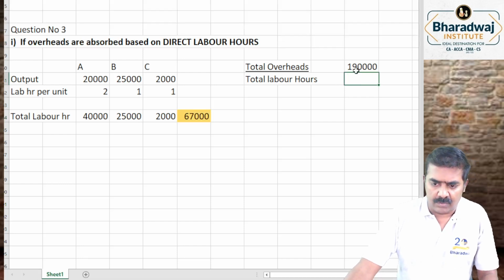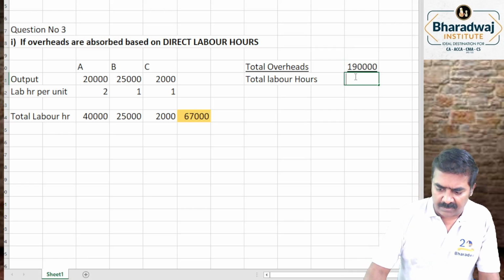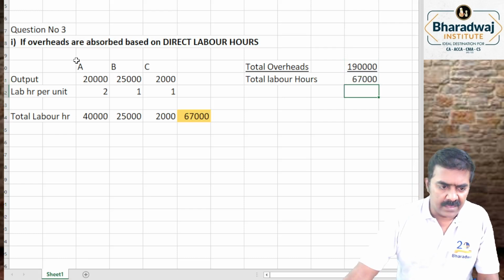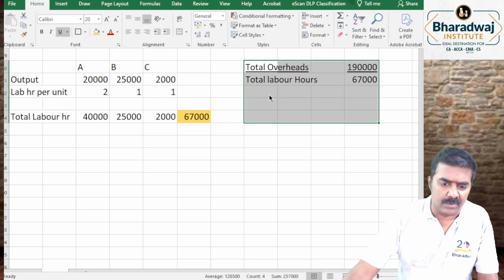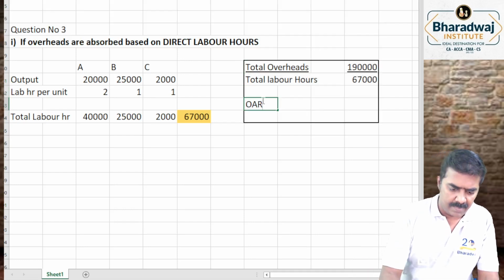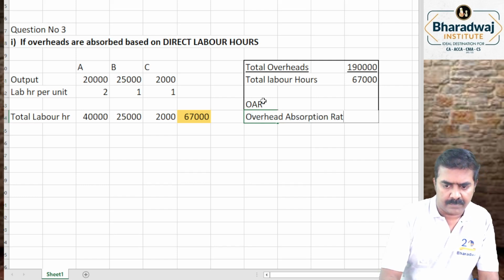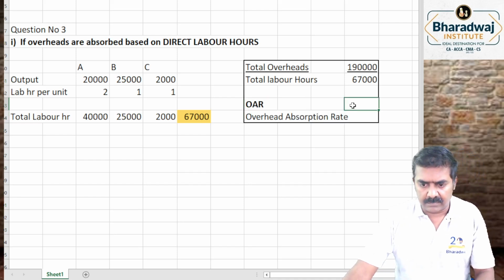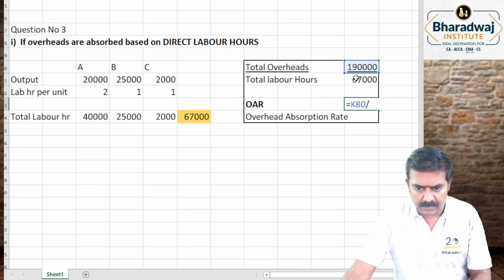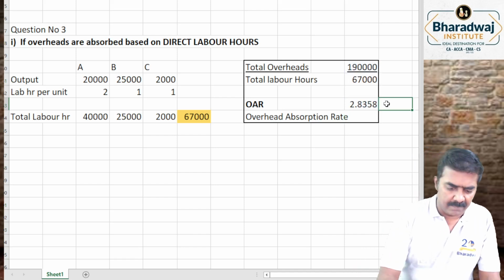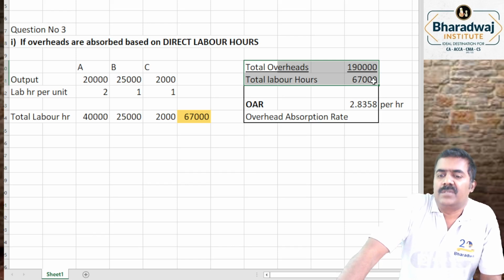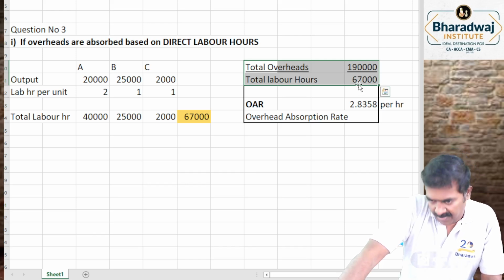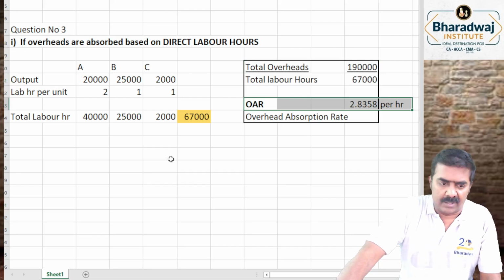So 1,90,000 divided by what? 67,000. This will give us overhead. This is called OAR, overhead absorption rate. What is overhead absorption rate? Is this per unit or per hour? Per hour. Total overheads divided by total number of hours, not units. So this will give us rate per hour.